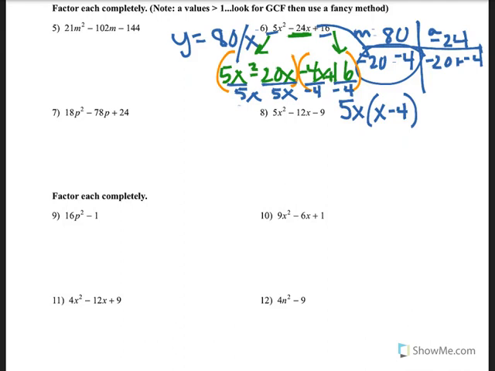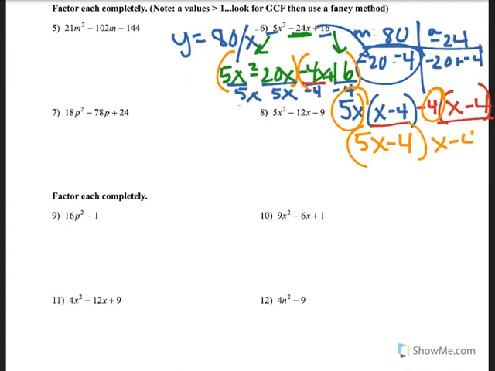And then next, I'll say negative 4x divided by negative 4. And I divided by the negative 4, so I'm going to bring out the negative 4. So then I have an x minus 4. And yay, they match. So these two match. So my factors are just going to be the outside, and then you have the inside. So 5x minus 4 is one factor, and then x minus 4 is my other factor.